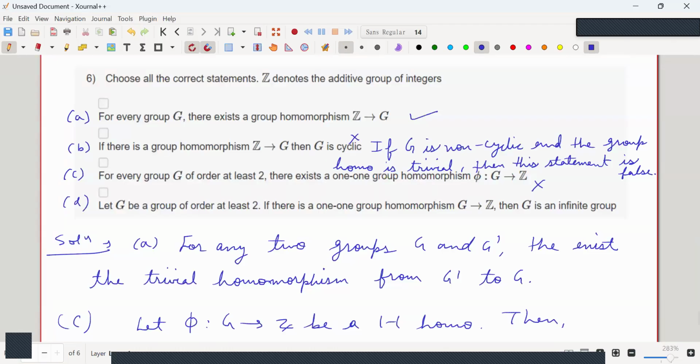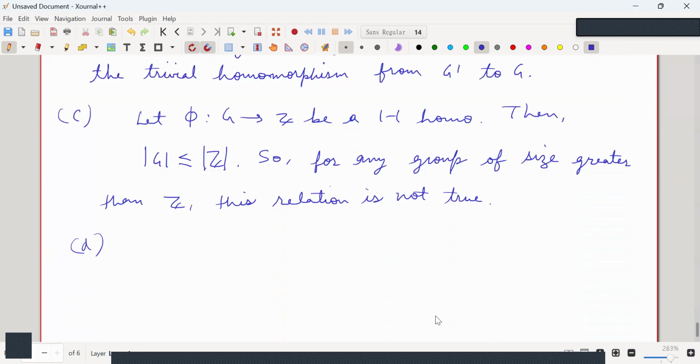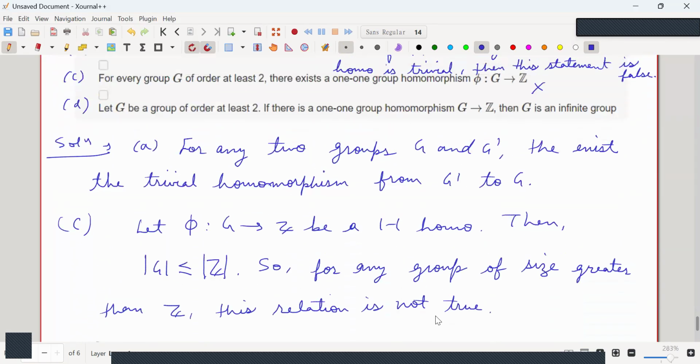Sir, can you repeat what you said in the last few seconds? What you are saying? Can you repeat what you said in the last few seconds? Uh, there was some sort of internet connectivity Ah. issue. So now we need to do the D part, which says same thing, but here it's saying that if there exists a one group homomorphism, then G is an infinite group. This is true.